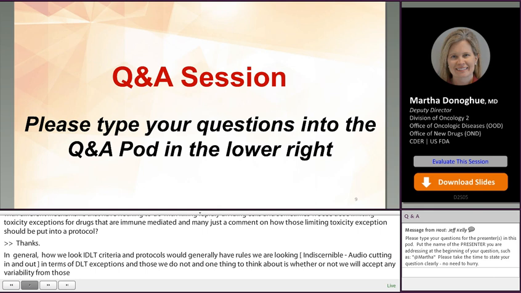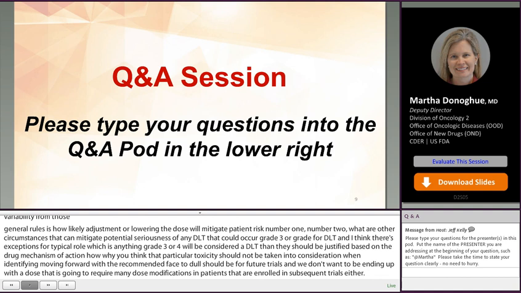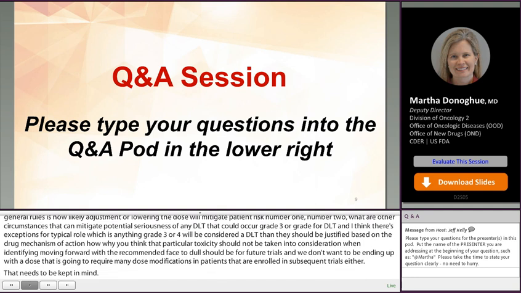And additionally, I think when thinking about the MTD, which I think is even more important in some ways than the DLT criteria, I think it's important that investigators that are in charge of making dose escalation decisions are looking into the more chronic toxicities that occur beyond cycle 1 when they're determining whether or not to dose escalate, irrespective of whether those criteria for DLT are being met. I hope I answered your question.